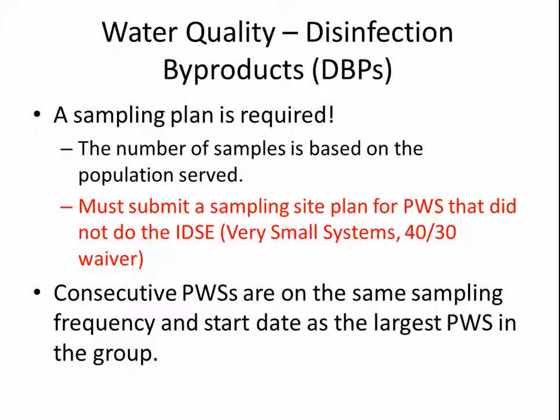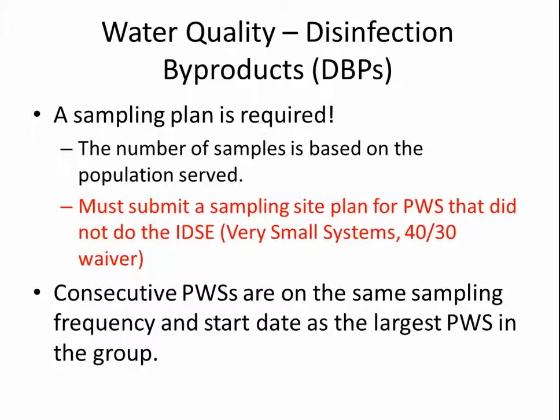It's important, and it's in red, so you need to know it for the exam if you're taking the exam, and that is that you must submit a sampling site plan for a water system that does not do the distribution system evaluation. And these are very small systems or systems with the 40-30 waiver. 40-30 refers to 40 refers to half of the MCL of total trihalomethanes, and 30 refers to half of the MCL for haloacetic acids.